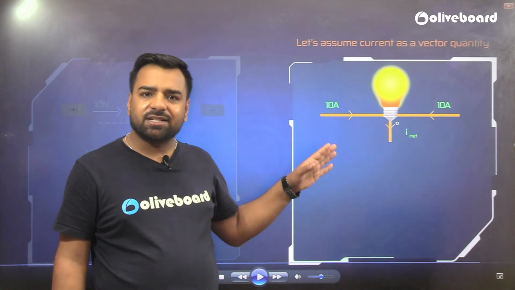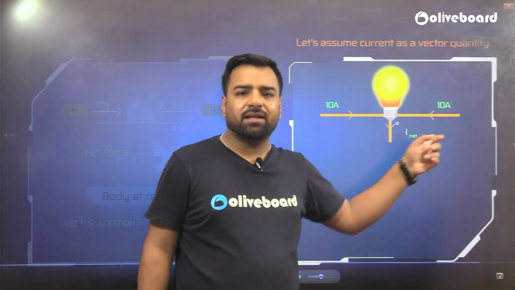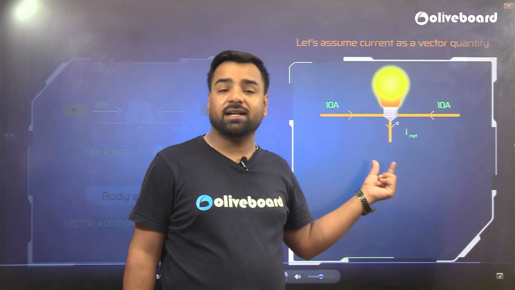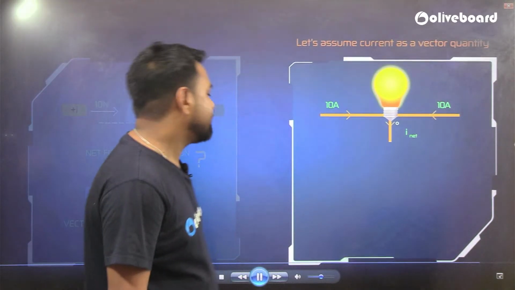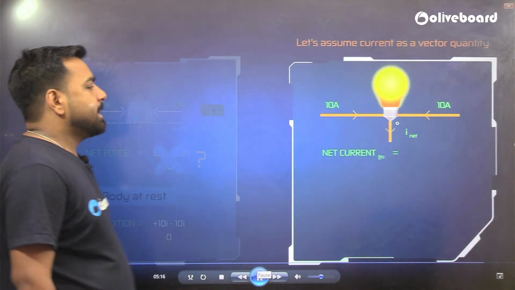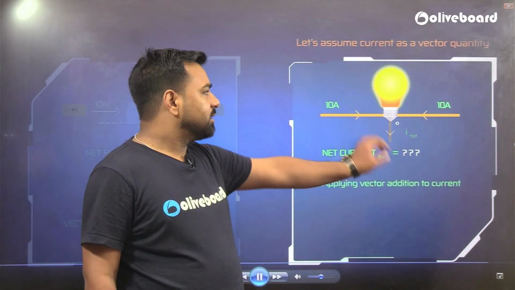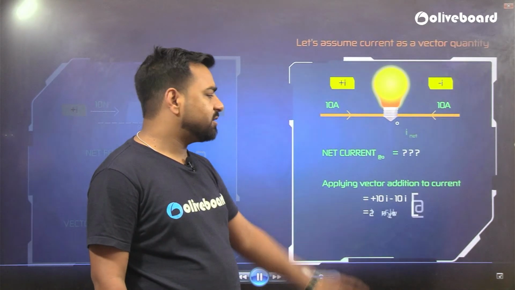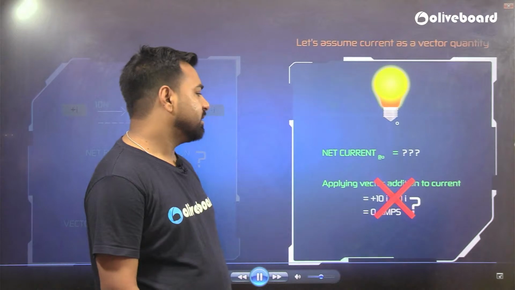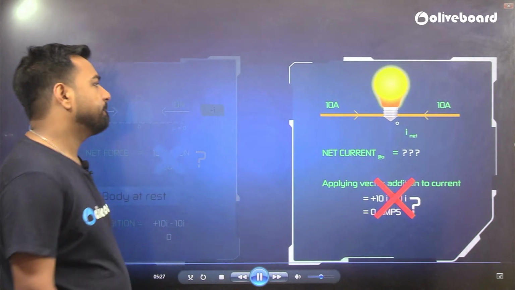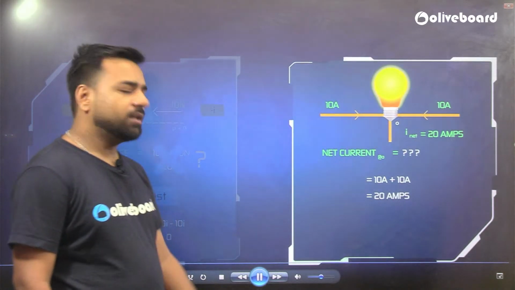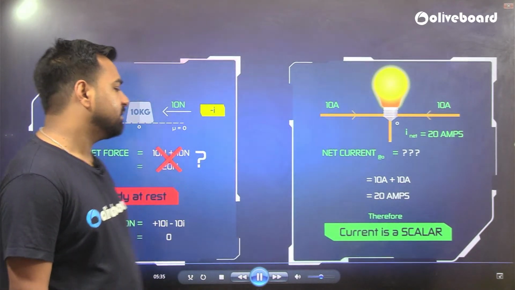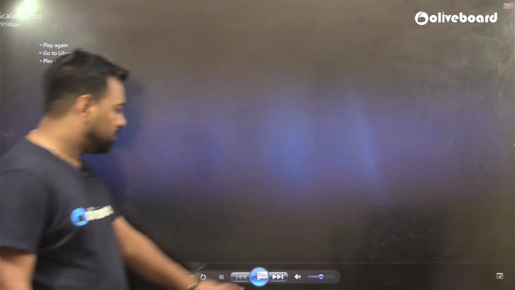No. It is actually 10 ampere and 10 ampere, and its total value will be 20 amperes here. And this is what algebraic sum is. It is not following the vector law of addition. One second, see. So the net current will be what? 10 plus 10. Here vector addition is not followed because directions are not involved. The total sum will be 10 plus 10, which gives you 20 ampere. Understood? So now we have understood why current is scalar and how force is a vector quantity.